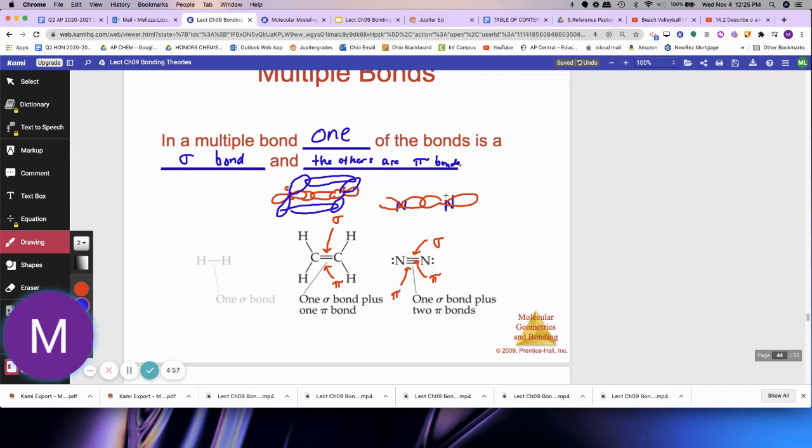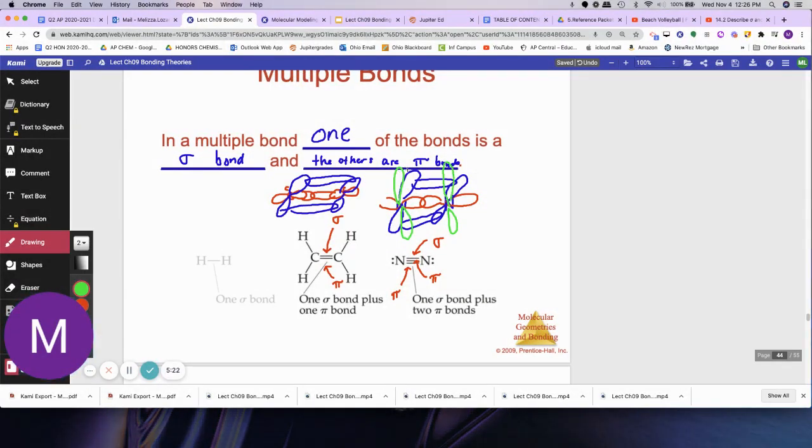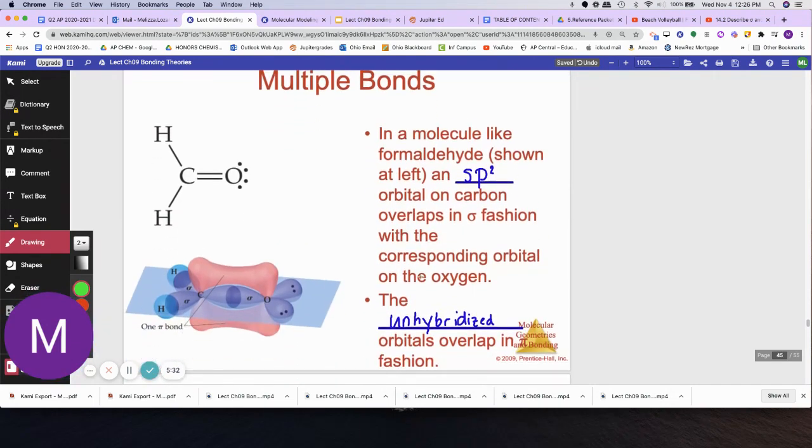Now you're going to do bonding in the y direction, which is a side-to-side overlap over here. That's one of the pi bonds. And then you can also have a bond in the z direction. It looks like a mess, with an overlap there. That would give you three overlaps, which gives you a triple bond: one sigma, two pi's.